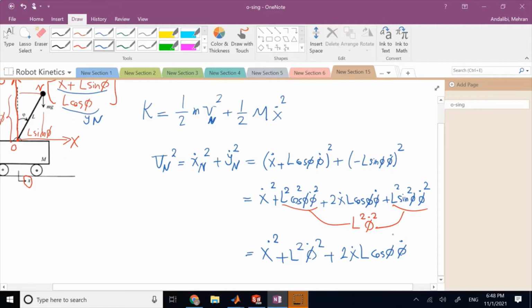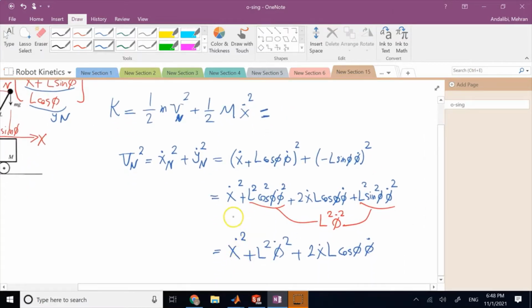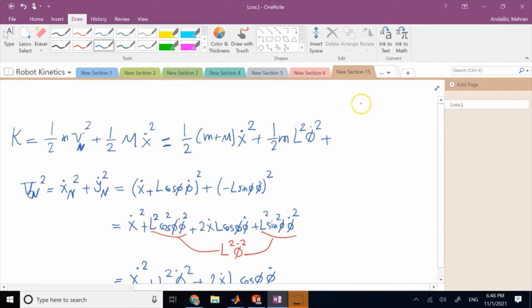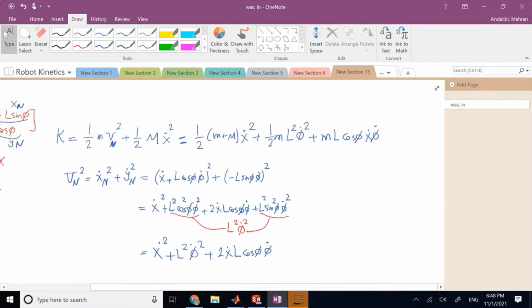So this is Vn, and if I plug that up here, your total kinetic energy will be, because I have x dot in both of them, 1/2 times (m plus m) times x dot squared, plus 1/2 m L squared phi dot squared, and then plus, here there is a 1/2, there is a 2, they would cancel out, so you will get m L cosine of phi times x dot times phi dot. So this is your entire kinetic energy.